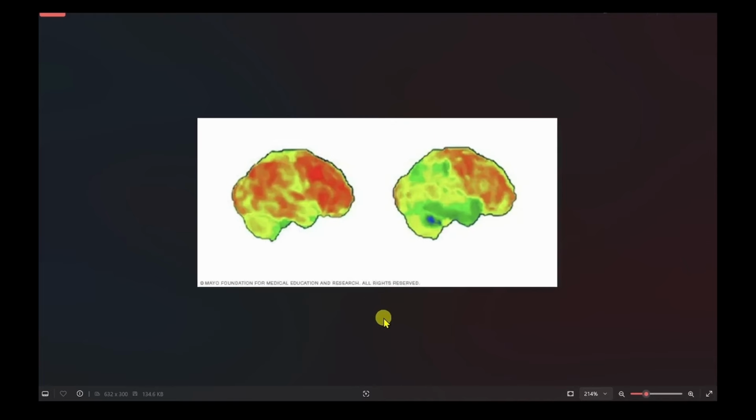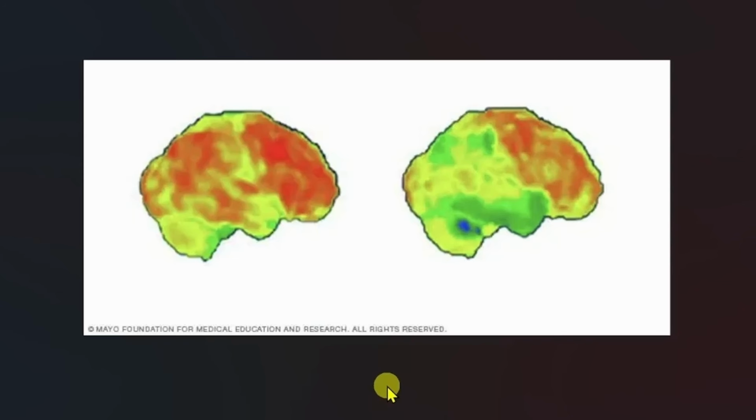Yes. Can you explain what is going on in this scan and what the report is trying to diagnose? Certainly. Let's analyze the images. What you've shared appears to be a brain SPECT scan, comparing a normal brain on the left with a brain showing signs of reduced perfusion on the right.